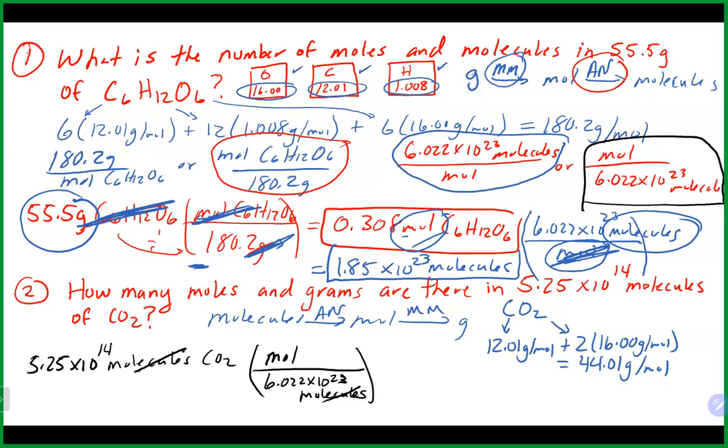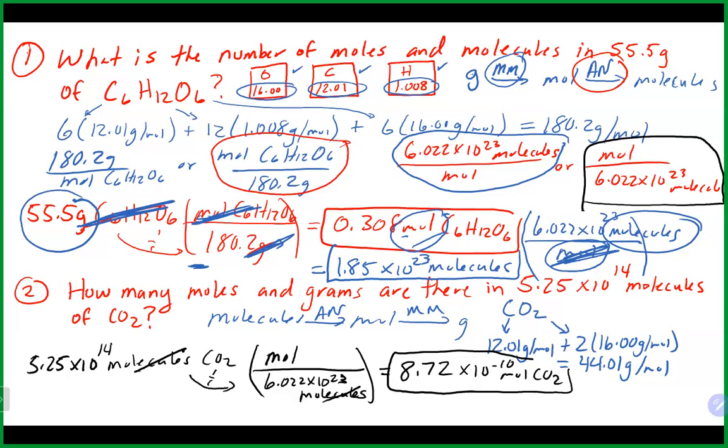But since we do want the answer here, we're basically dividing at this point. We're going to take our 5.25, make sure we use our exponent button, hit 14. We're going to divide it by 6.022. We also want to make sure we hit our exponent button there. And in this case, once again, I'm going to round because we do want an answer: 8.72 on my calculator, times 10 to the minus 10 moles of CO2 in this case. Any questions on that part there?